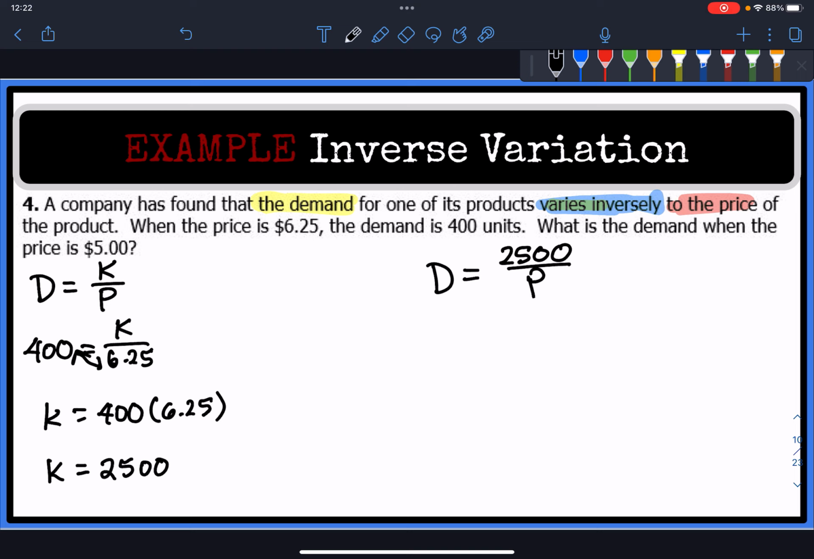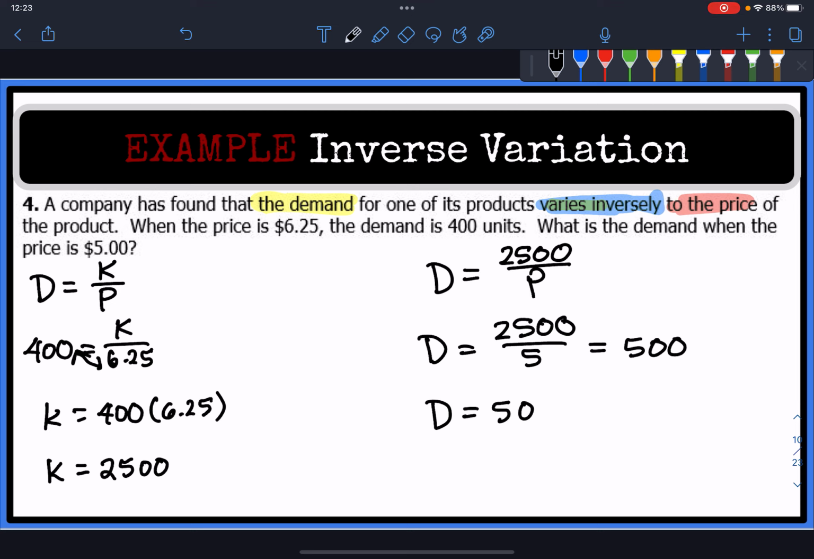So here we're going to change the price from 6.25 to 5. So let's substitute in $5. And our total is going to be 500. So the demand is equal to 500. So decreasing the price by 75 cents increases the demand by 100.